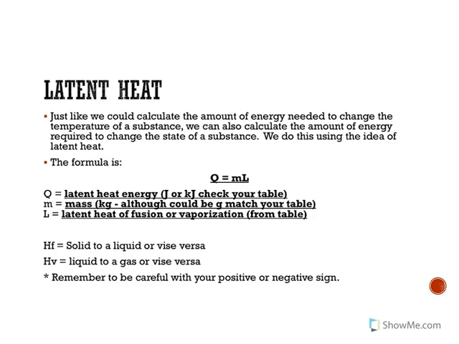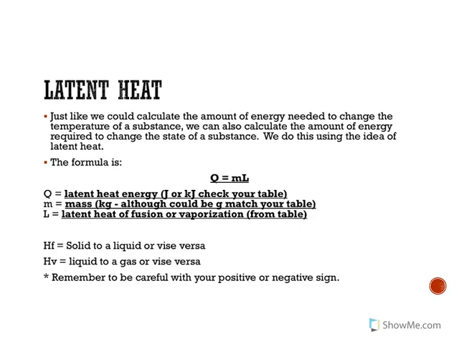So we have Q, which is the latent heat of energy, measured in joules or kilojoules, depending on your table. Your m is your mass in kilograms, which also could be in grams. Just need to make sure you match it to your table, just like specific heat. And L is the latent heat of fusion or vaporization. There's a note on the bottom. It says heat of fusion is when you have a solid to a liquid, or vice versa, and use our heat of vaporization value if we're going from a liquid to a gas, or vice versa.